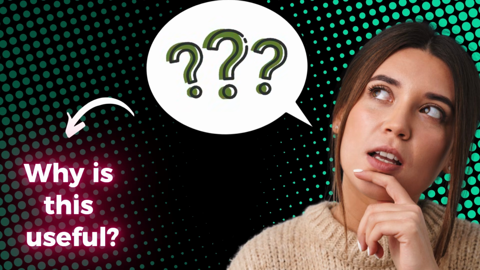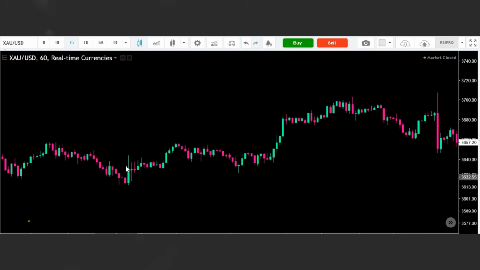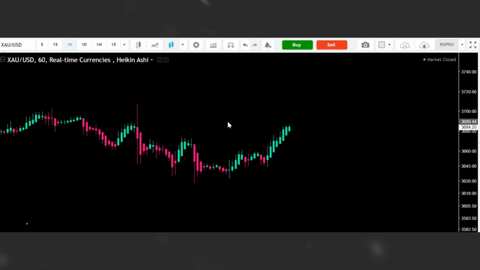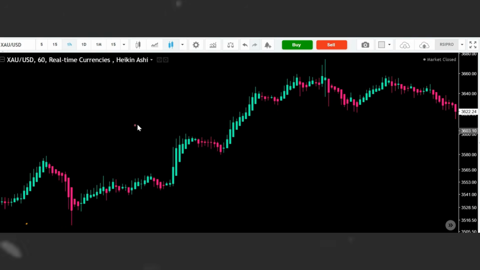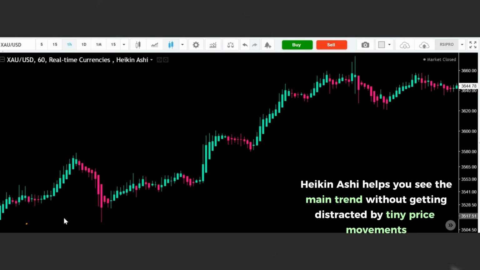Why is this useful? Well, in a real chart, price moves up and down constantly. Small pullbacks and shadows can make it hard to see the real trend. Heikin Ashi makes the trend much clearer because the candles are smooth. For example, in a strong uptrend, you'll see several green candles in a row with big bodies and no lower shadows. In a strong downtrend, several red candles in a row with big bodies and no upper shadows. So basically, Heikin Ashi helps you see the main trend without getting distracted by tiny price movements.